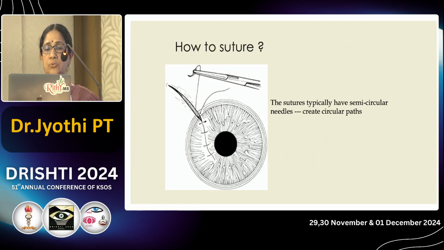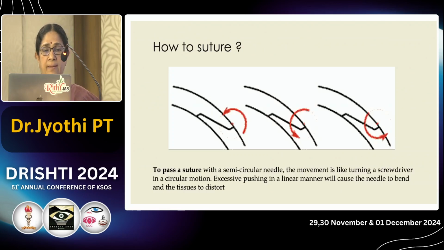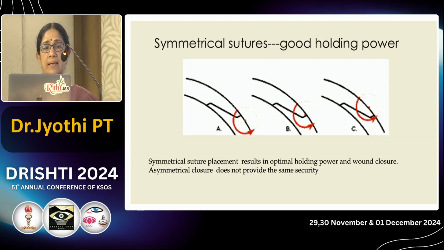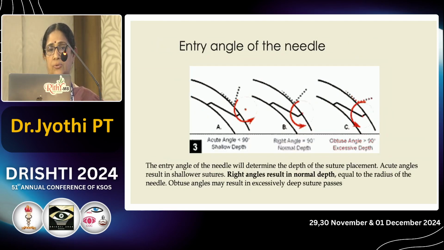The sutures typically have semicircular needles which create a circular path. To pass the suture with a semicircular needle, the movement is like turning a screwdriver in a circular motion. Excessive pushing in a linear manner will cause the needle to bend and the tissues to distort. Symmetrical suture, you can see the middle one is symmetrical. It has a very good holding power, whereas asymmetrical sutures do not provide the same security.